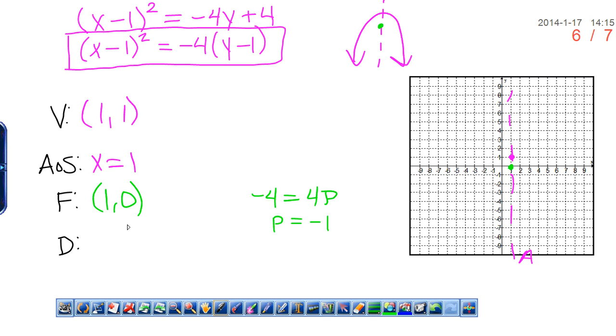Everyone okay? Where's the directrix going to be? Okay, except that it's a line. Y equals 2. Good. It's not just an ordered pair. So your vertex and your focus are always points. Your directrix and your axis of symmetry are always lines.